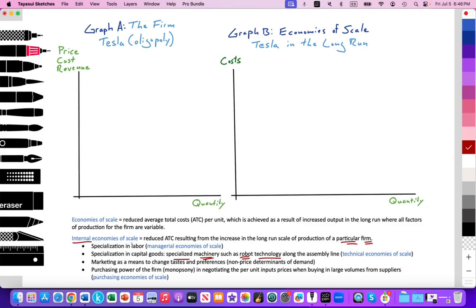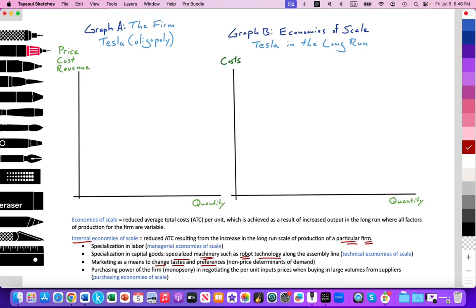Also, internal economies of scale can be achieved through marketing. As you get larger, more money can be spent on advertising and marketing to change tastes and preferences and alter the non-price determinant of demand. But from my knowledge, Tesla does not spend money on marketing, so that is not one of their expenditure points.